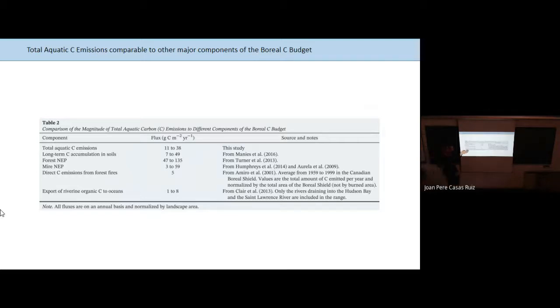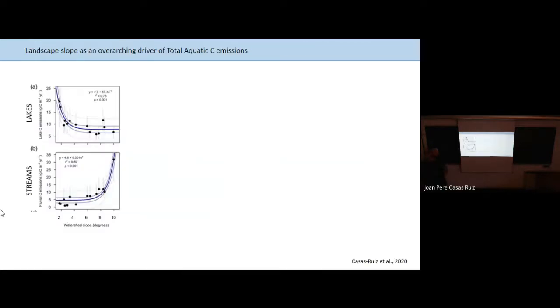And therefore, we need to account for this, and we need to understand how this number varies across the landscape. So why sometimes we have higher total aquatic carbon emissions, and why sometimes we have very low total aquatic emissions. We explored some potential drivers, and what we found was that the slope of the landscape was, let's say, the overarching predictor, because it integrates a lot of drivers. So for example, if we split between lakes and streams, we can see how the lake carbon emissions decrease exponentially with the average slope of the watershed.